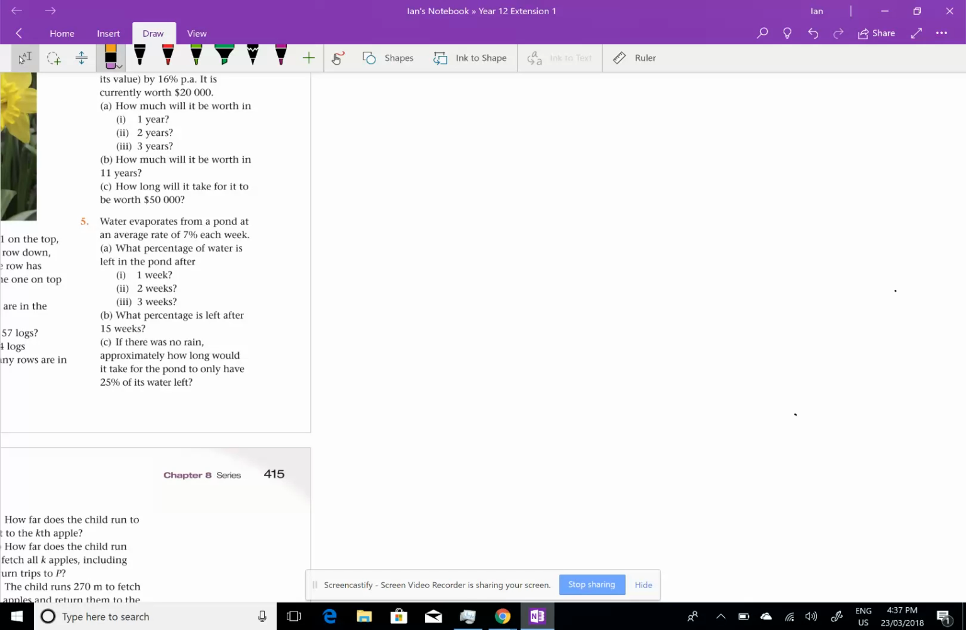So it was question 5 from exercise 8.9, and it was the taking 7% off, which gave us a GP. So I'm just going to set it up first. The question reads, water evaporates from a pond at an average rate of 7% each week. So my first step is to say, well, the pond is 100% full. And then after 1 week, so that's when I start, that's my first term.